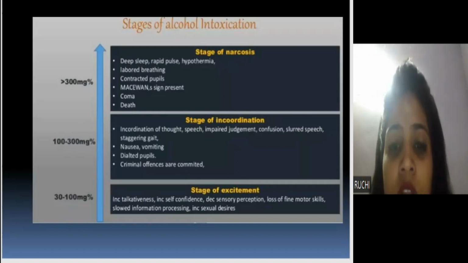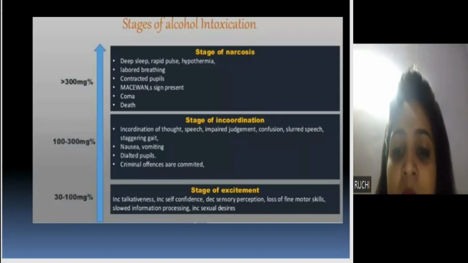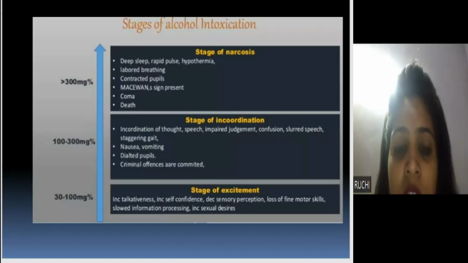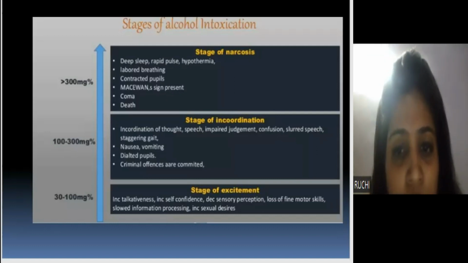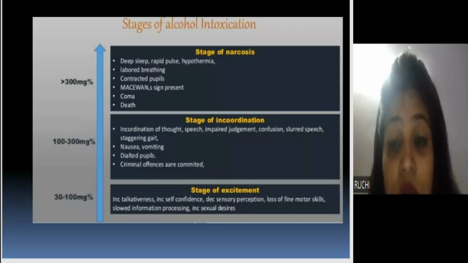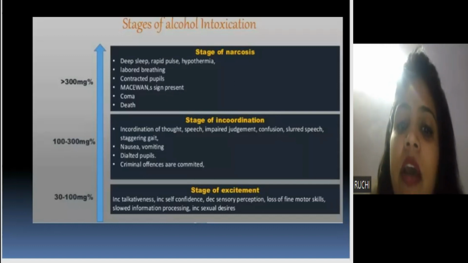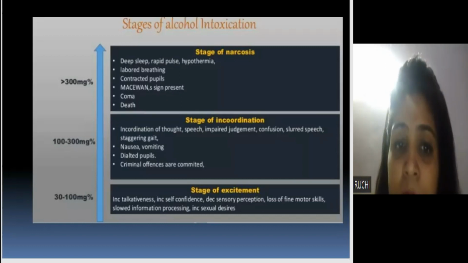We see excessive talkativeness, increased self confidence, decreased sensory perception, loss of fine motor skills, slowed information processing, and increased sexual desires. Stage of incoordination is from 100 to 300 mg percentage, and it is incoordination of thought. You don't know what you are speaking, impaired judgment, you are not able to decide, confused, slurred speech, and there is a staggering gait. Nausea and vomiting can be seen, pupils can be dilated, and this is the stage where you see most of the criminal offenses.